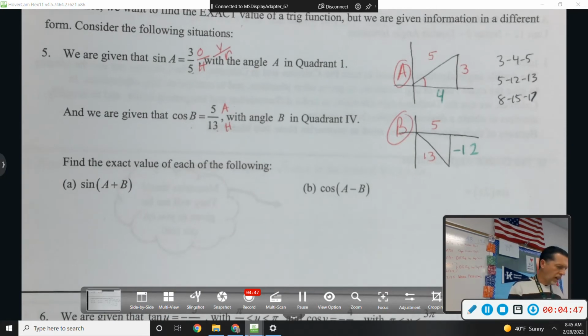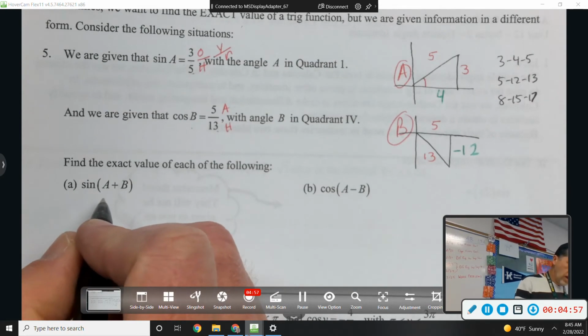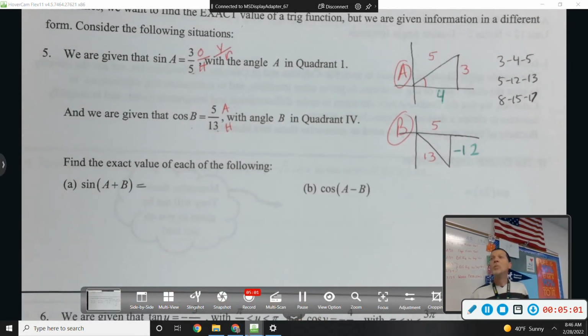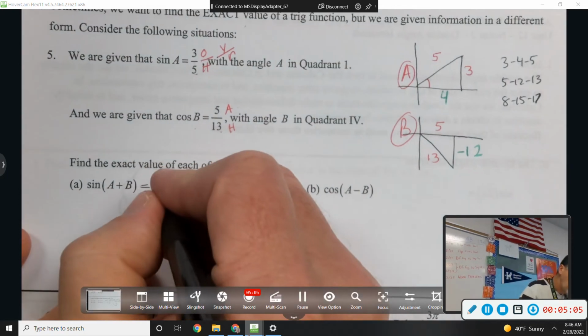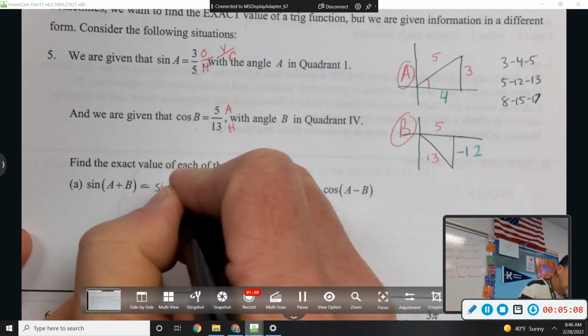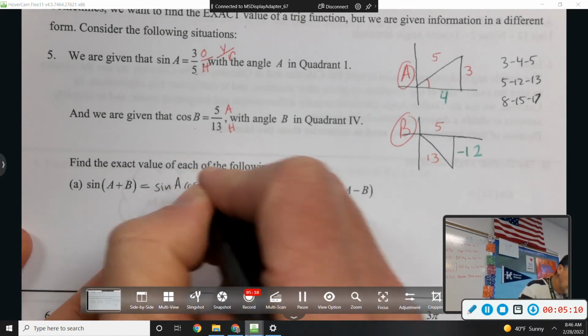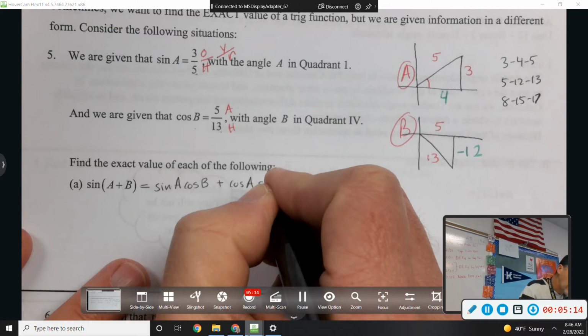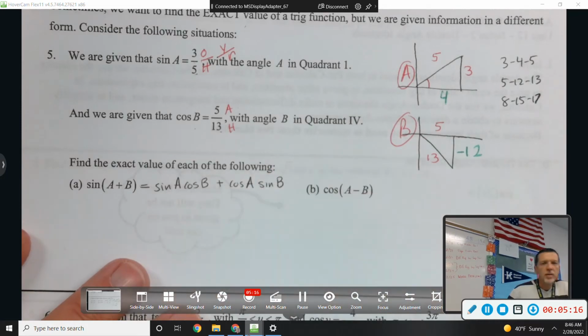I don't know yet if it's calculator or no calculator. Because all of this could be no calculator quite easily. Let's see, sine of a plus b. Well, I mean, not remember what it is, but we can look up what it is. We'll be given what it is. Sine of A, cosine of B, plus cosine of A, sine of B.